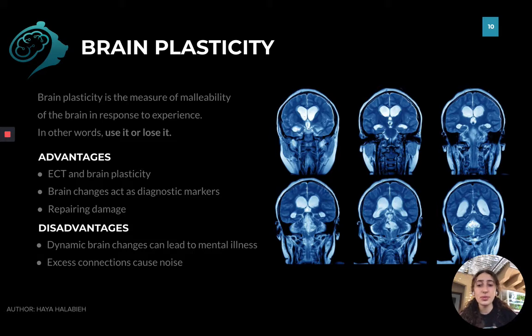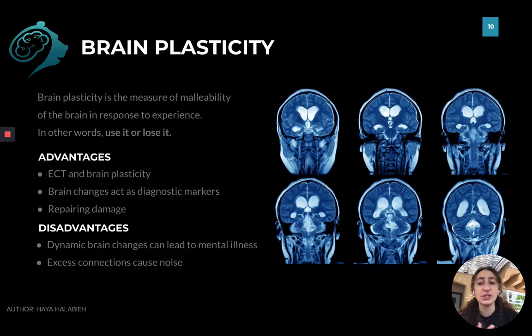So, we can take scans periodically and then diagnose based off of those scans and see how the brain changes from time A to time B, and how we can correlate that to other changes happening in the body or in cognitive function. We can repair damage that's been done in the brain. There have been some studies with PTSD and brain plasticity.